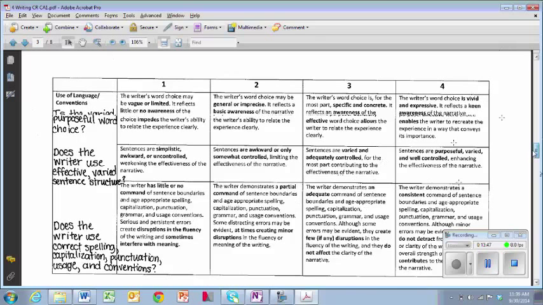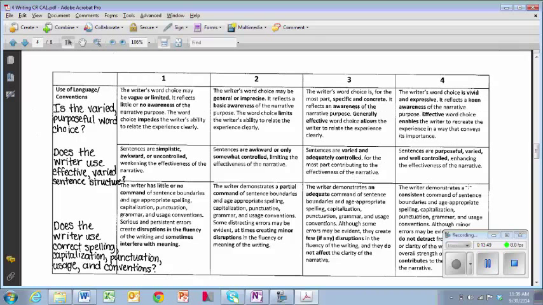So sometimes the things like spelling, capitalization, punctuation really stick out the most because, for example, if something's misspelled, it's the most obviously wrong. But just because a scholar struggles with grade level spelling doesn't necessarily mean that all of the language and conventions is a 1, because only the last row has to do with the grammar piece. So we come back up here.